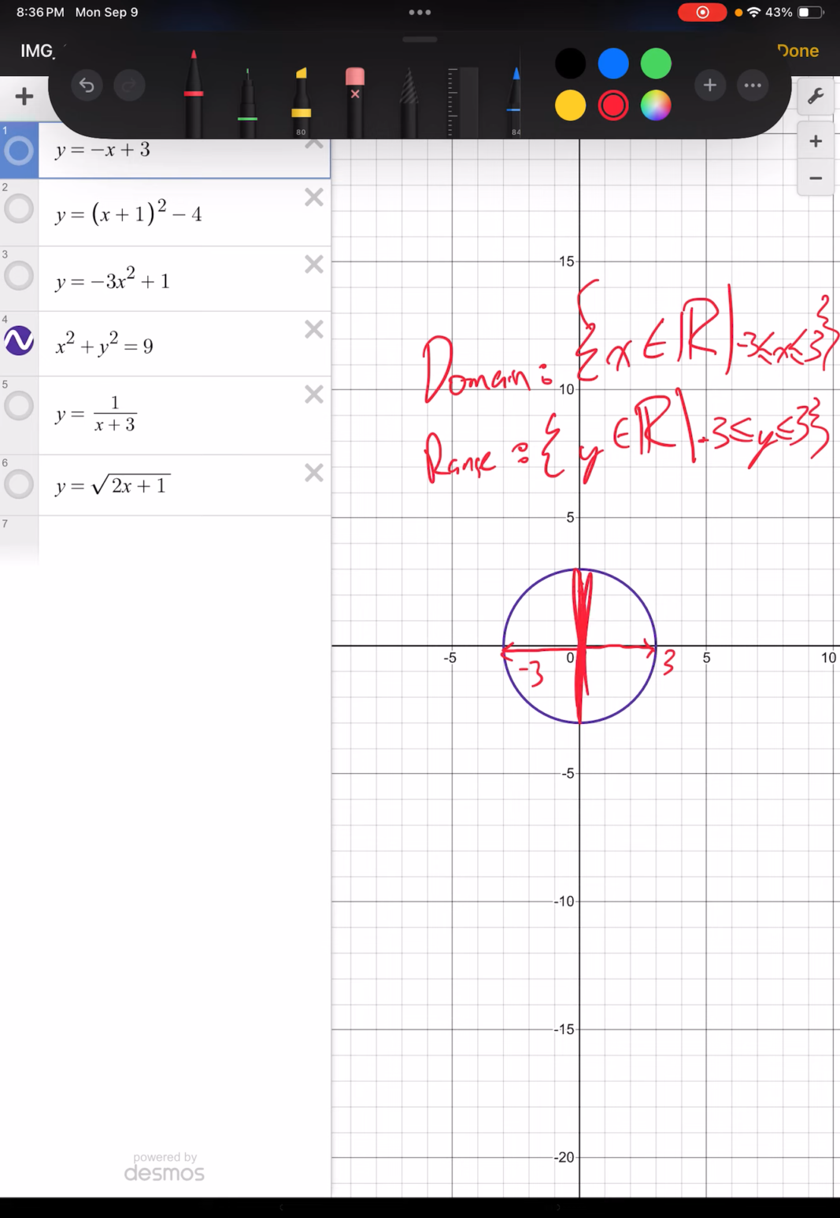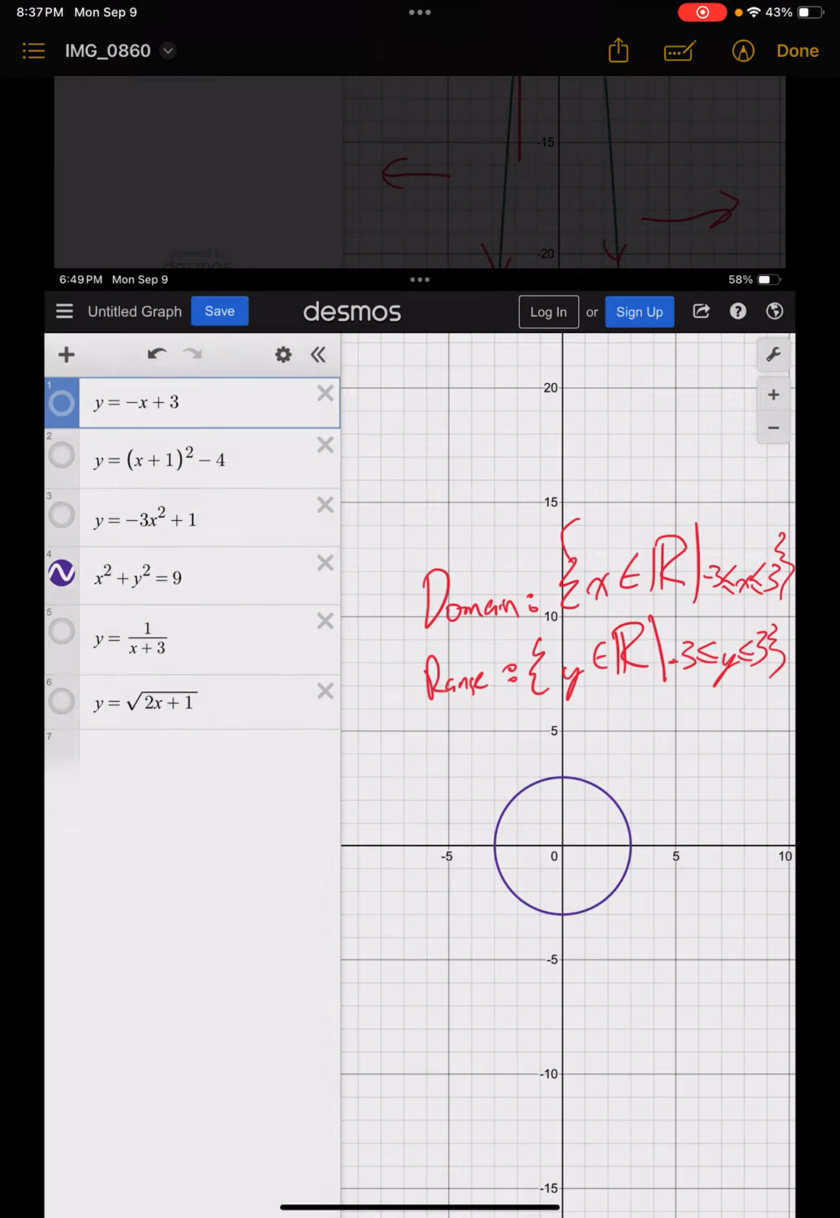And that's the y direction right there. It goes from negative 3 to 3, and there's no value for y beyond that. Okay, we're done with that.